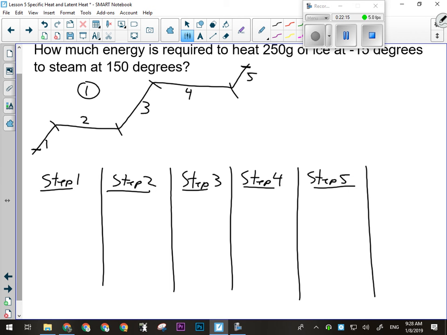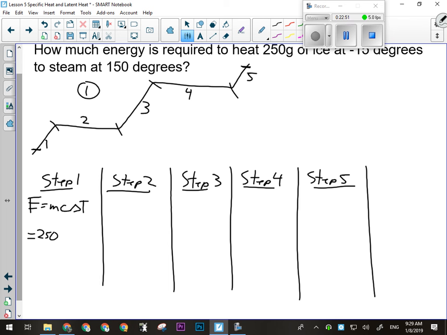In step 1, I'm heating ice from minus 15 to 0 degrees Celsius, right? What formula am I going to use for that? I want to calculate the amount of energy I need to heat ice from minus 15 to 0. E equals mc delta T, okay? How do I know that's the formula I need to use? Yeah, I have all the stuff for it, and I'm changing the temperature. In step 1, this is a change in kinetic thermal energy, so I have to use the kinetic thermal energy formula.